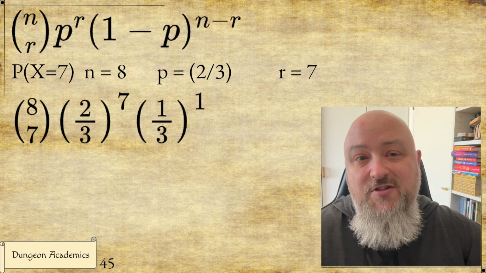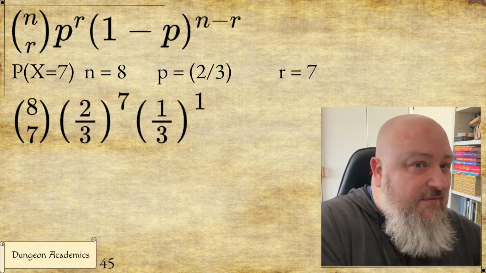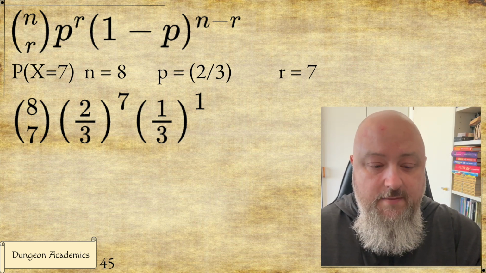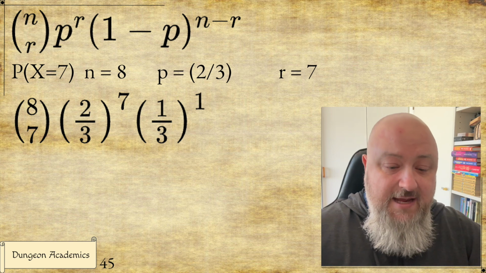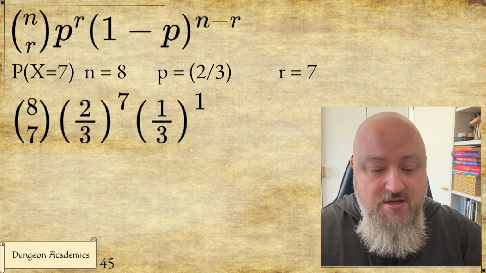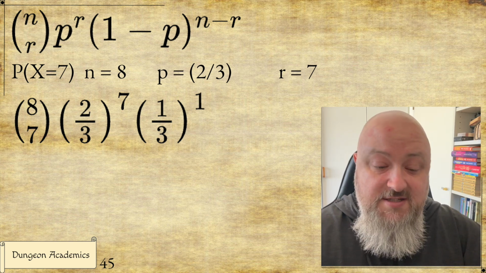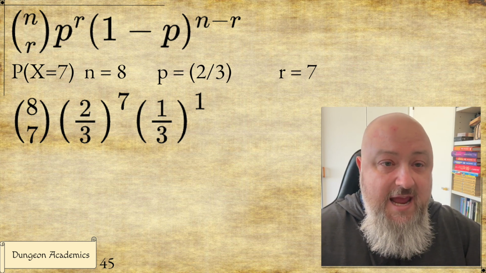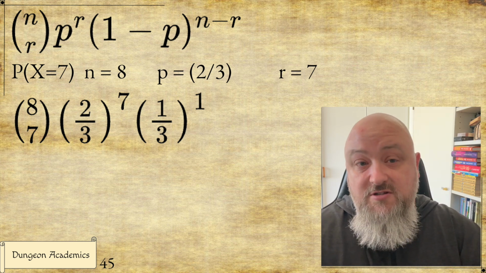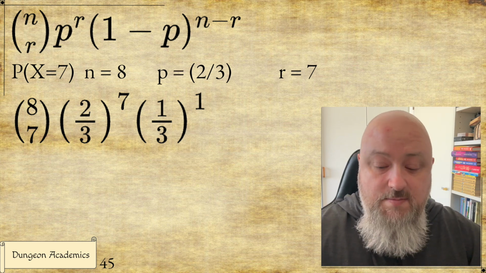Moving on, let's look at the chance of her passing 7 saves and failing 1. So n is still 8, p is still 2/3, and now r is 7. So I have 8 choose 7 times 2/3 to the power of 7 times 1/3 to the power of 1.